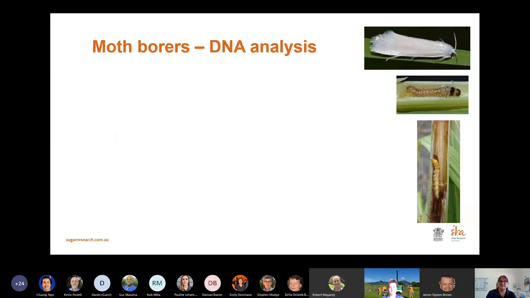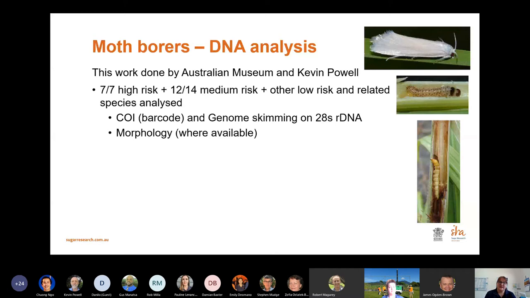So this work on moth borers was done by the Australian Museum and Kevin. And what we looked at was all of the high risk, most of the medium risk and some other low risk species. We looked at two different parts of the genome and we also looked at the morphology where we had specimens available. So these were all from existing specimens in collections.